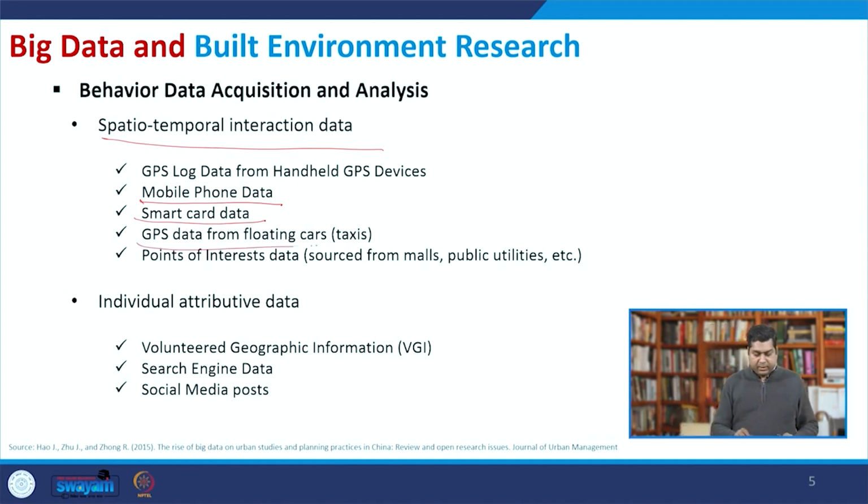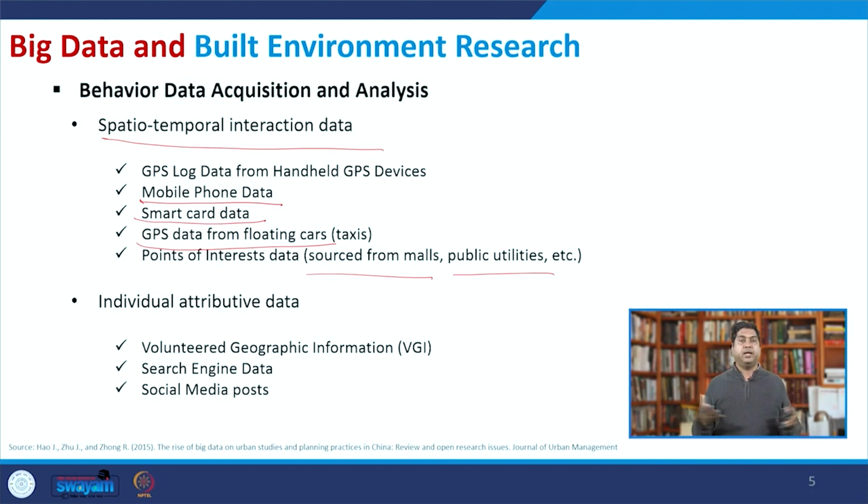GPS data from floating cars and taxis. Whenever you book Ola, Uber, all those kinds of ride sharing options, there you also have this kind of information, right? So that can also be used. Points of interest data is sourced from malls and public utilities, based on ticketing data, whenever you enter, and there is some kind of face detection as well. So all such information is there.